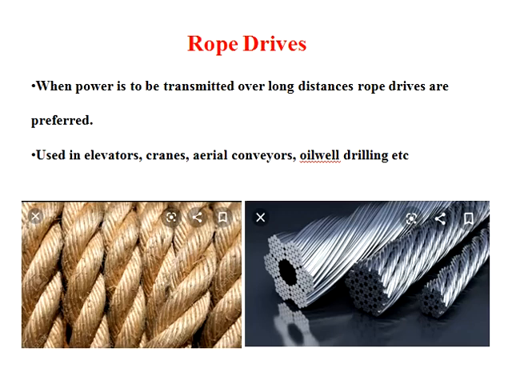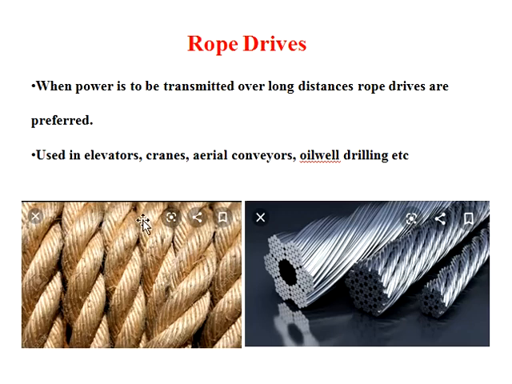Let me tell you what happens if the center distance is more and you go for gear drives. To fill the gap between driver shaft and driven shaft, you will require more gears. Because of that, the system will become heavier. For the same reason, when the center distance is more, you will go for either belt drive or rope drives. The main applications of rope drives are elevators, cranes, aerial conveyors, oil well drilling, etc.